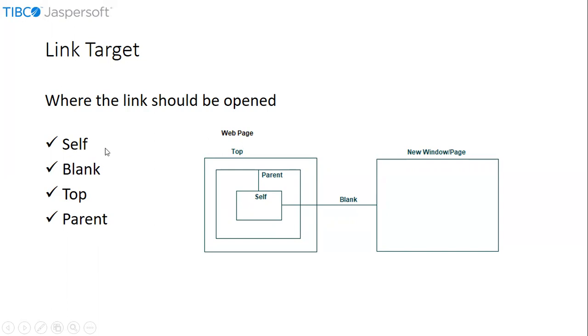If you choose target as self, then the link will be opened within the same document or within the same report. If you choose target as blank, then the link will be opened in a new web page or in a new window. Top and parent, we can consider these two as frames for a web page. So if you choose target as top, then the link will be opened in the top frame. Similarly, if we choose the target as parent, then the link will be opened in the parent frame.